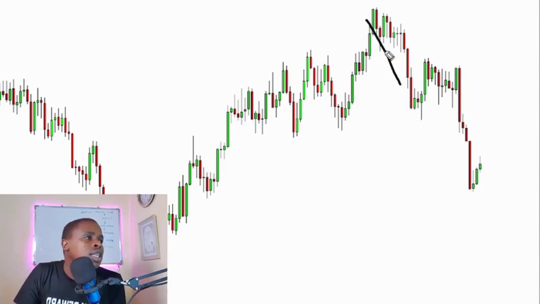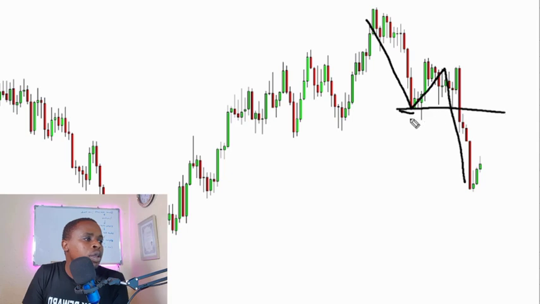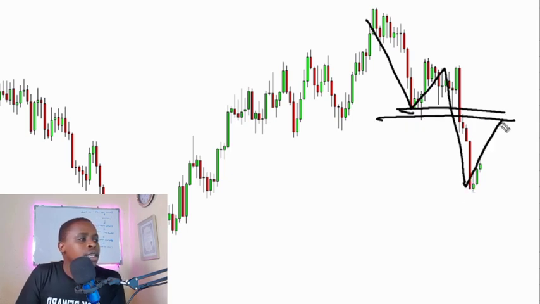So we have this move right here, pullback, this move right here, and now this is where the market is at as I'm recording this, as I'm showing you this. So this is not an example, it's like a live trade that I'm going to place very soon if it plays out like what I was showing you. So now we are marking out this zone and we want the market to come back into this zone.